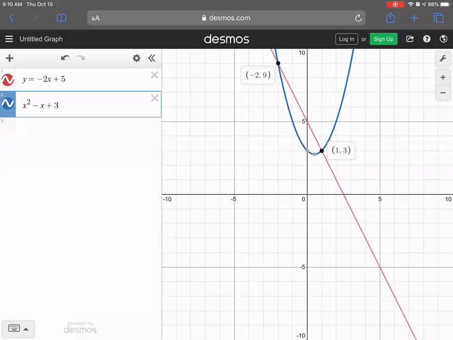Online users, online test takers, online quiz takers. If you do not provide me an XY chart, if you only put -2, 9, and 1, 3 as your solutions, I will not give you full credit. You have to know how to do it. Use your tools to check it. But even so, there's no reason to get problems like this incorrect.